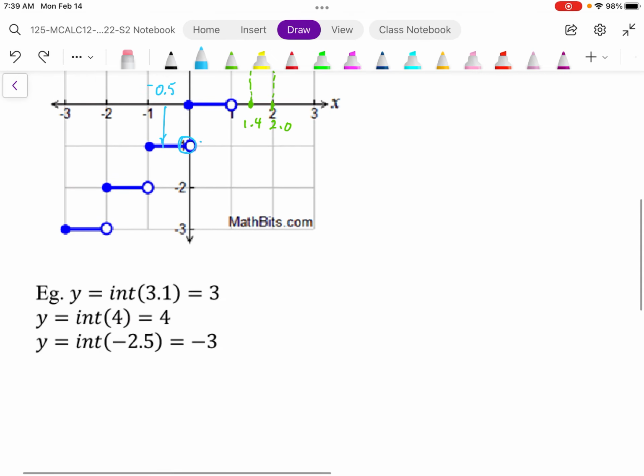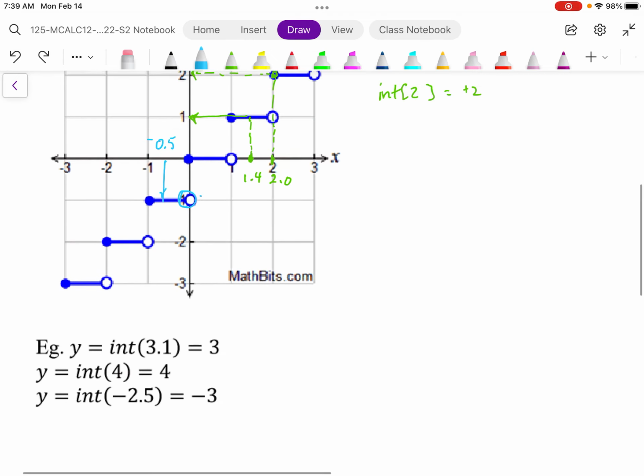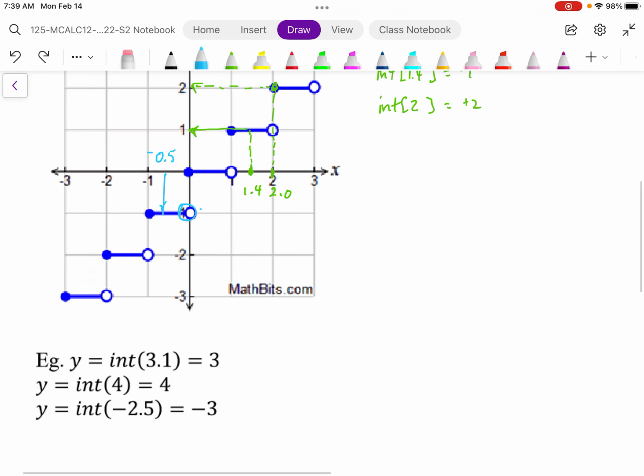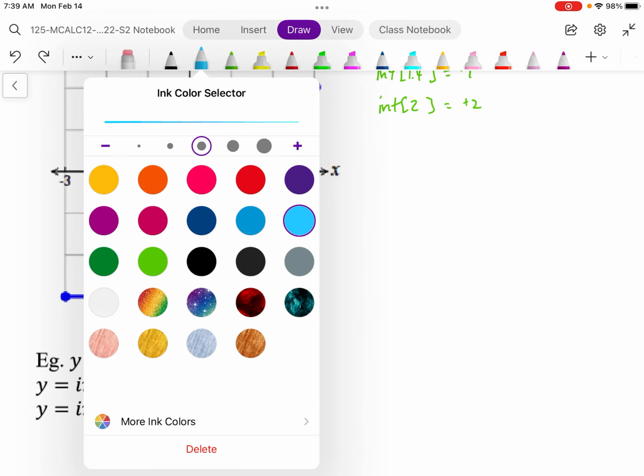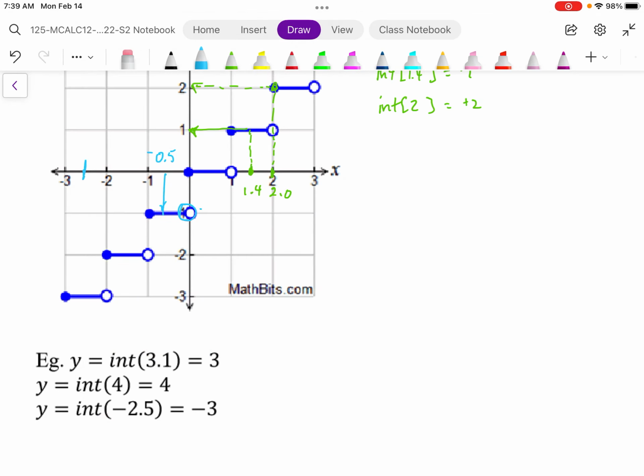Examples here are, if we take the greatest integer of 3.1, we just take the output of 3. For 4, it's just going to be 4. The negatives are ones that we have to be a little bit more careful of, because if my input is negative 2.5, if I go down to that, my output is not negative 2 but negative 3. So we have to be careful of the negative ones.